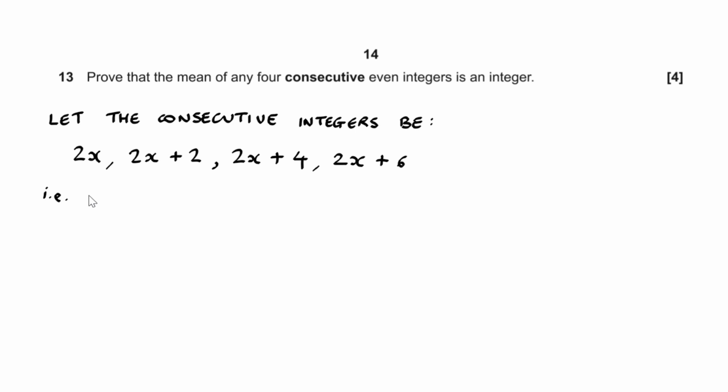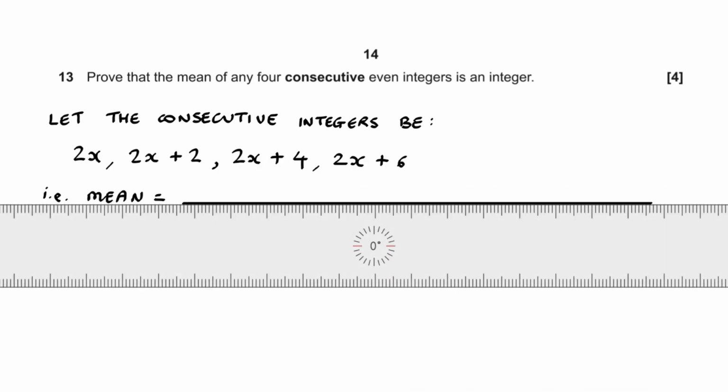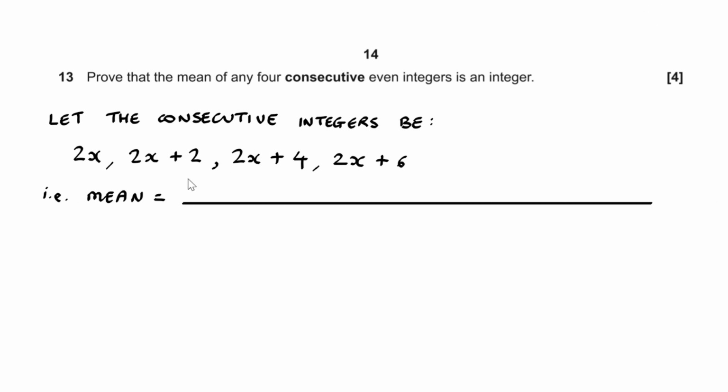So for the mean, this is equal to, if we grab a ruler, we have here 2x plus 2x plus 2 plus 2x plus 4 plus the 2x plus 6. And then we will divide this by 4.